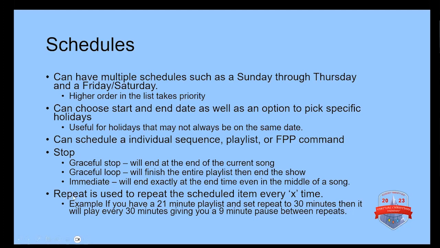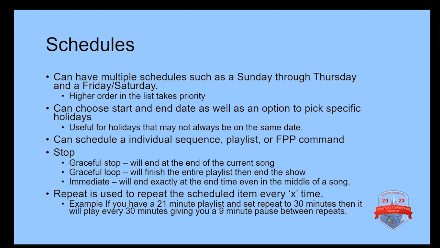There's a repeat option in the schedules. So repeat is used to repeat a schedule item, whether it's a playlist or whatever it is. It's used to repeat that every X time. So an example, you could have a 21-minute playlist and set the repeat to every 30 minutes. Then it will play every 30 minutes, which will give you the effect of a 9-minute pause between repeats.